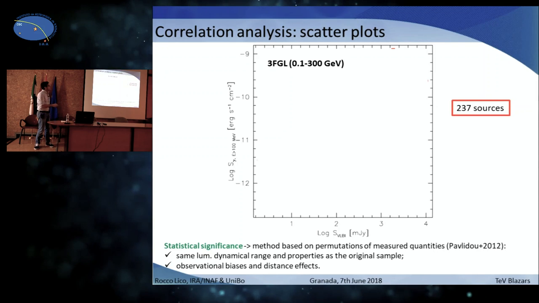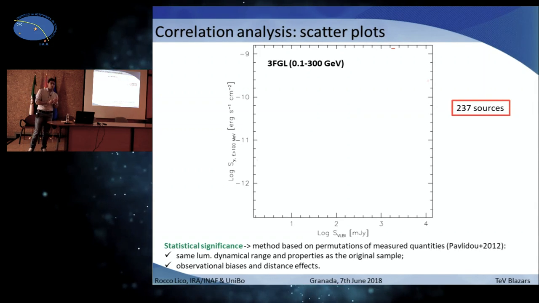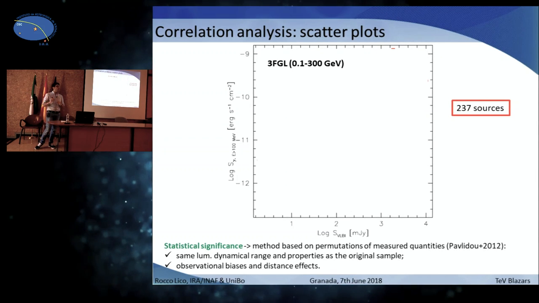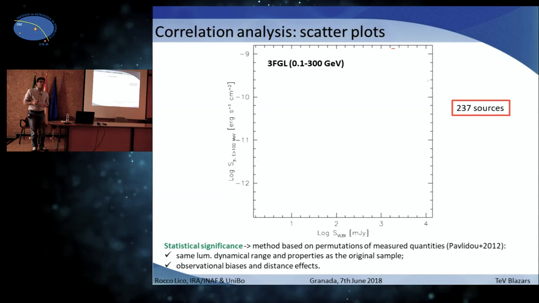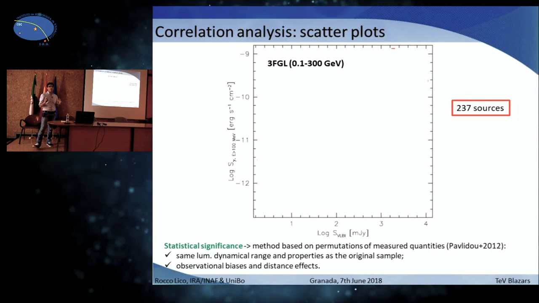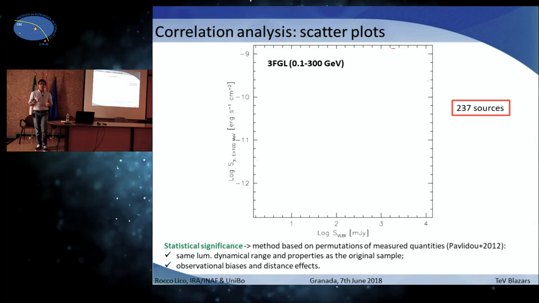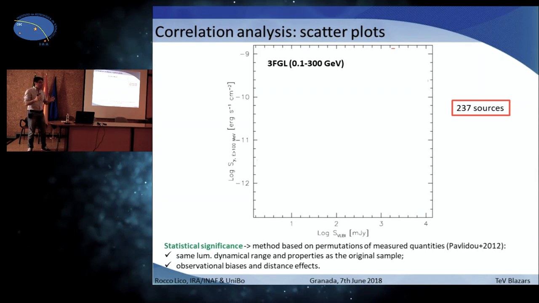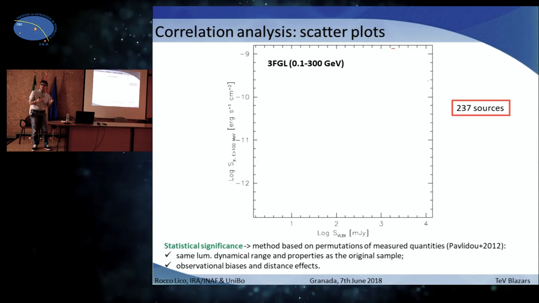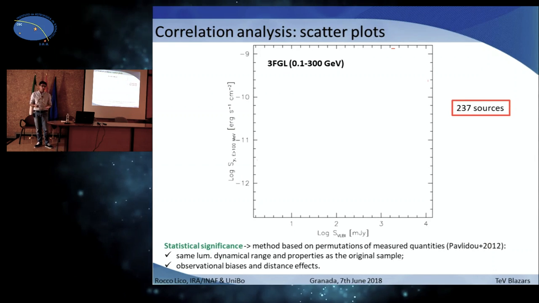Before looking at the scatter plots, let me say that what we are doing with respect to the previous work is considering a higher gamma-ray energy band. The other thing we are introducing is that at radio frequencies, while the previous work just used interferometric or single dish observations, we are now using high-resolution VLBI observations, which are more representative of the innermost regions of the sources where gamma rays are produced. So in principle, it's expected to obtain an even higher correlation.